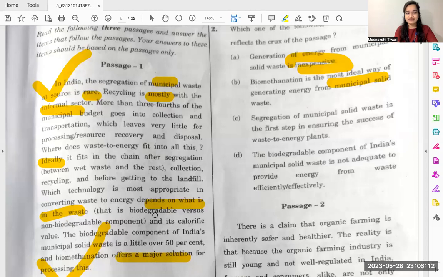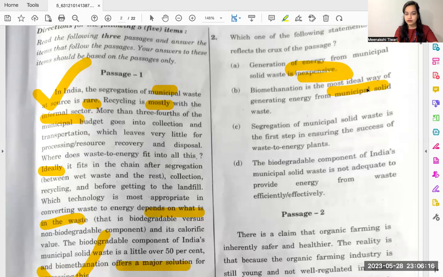Perhaps for biodegradable waste, it could be a major solution, but we do not know from the passage. Is it the most ideal way for every kind of waste, both biodegradable and non-biodegradable? Hence, we're a little skeptical before we choose this option. We read the other options.